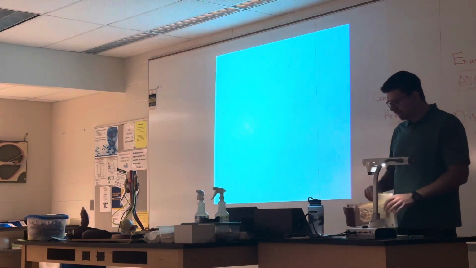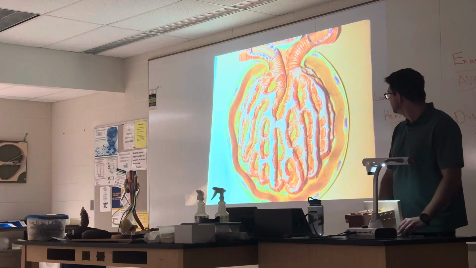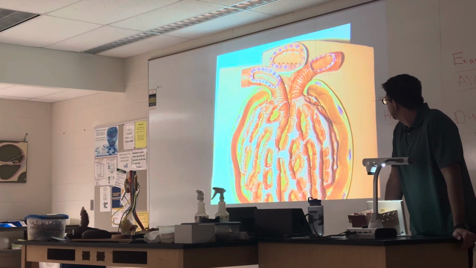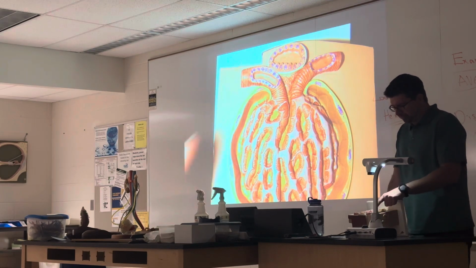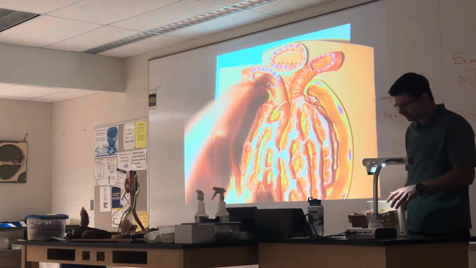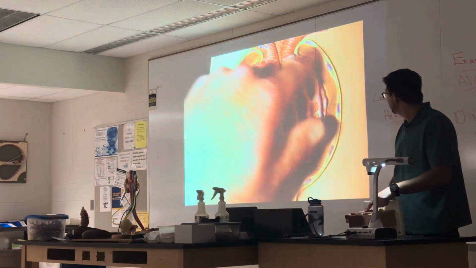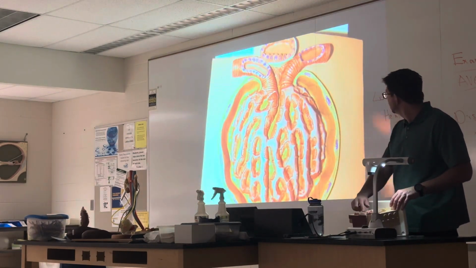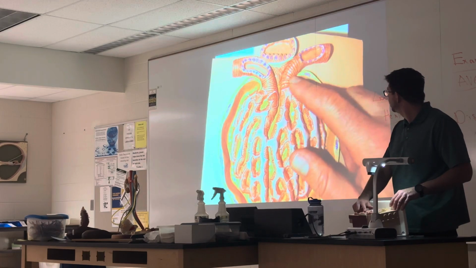Then if we look on the other side of the model, so we're taking a look at this view now. This is very nice. So right here is your afferent arteriole. This is the glomerulus once again. And right up here is the efferent arteriole.